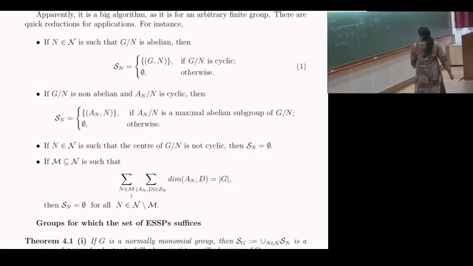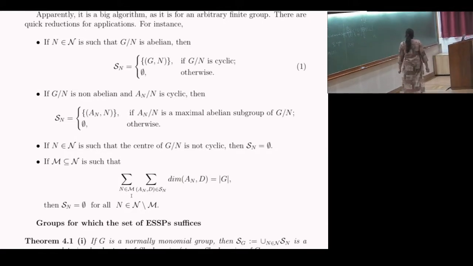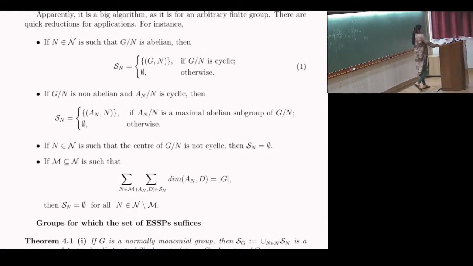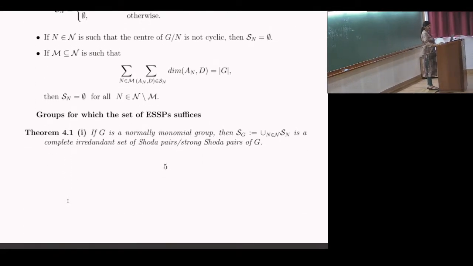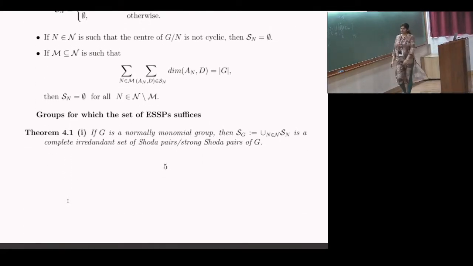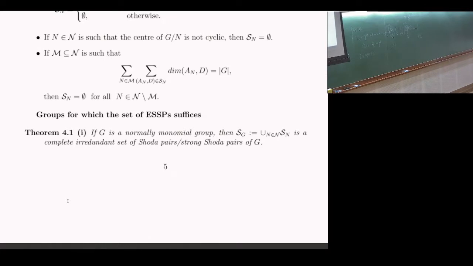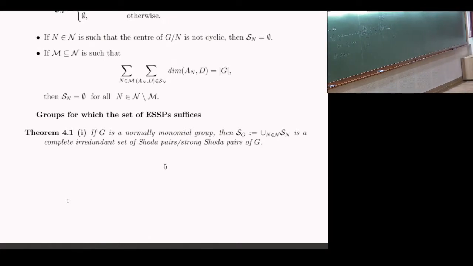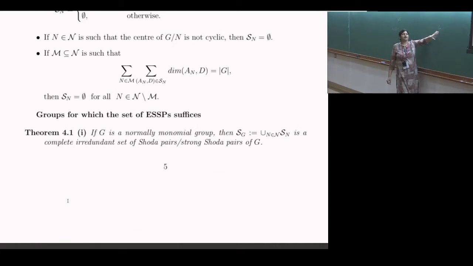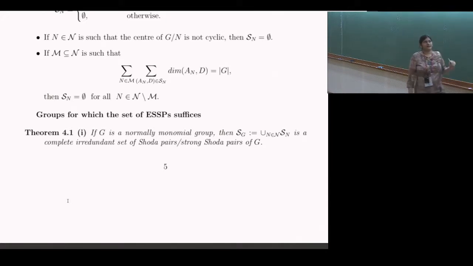Okay, so this is a theorem which says, I'll just quickly recall the definition of a normally monomial group. A character of G is said to be monomial if it is induced from a linear character of a subgroup. And we call this character normally monomial if this subgroup is normal in G. That's it.